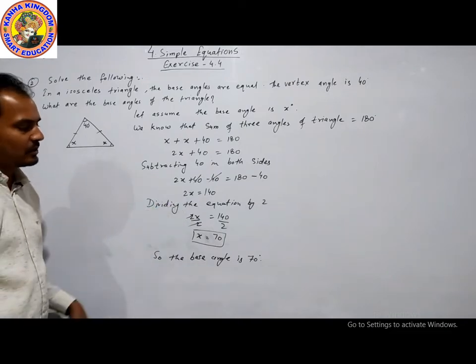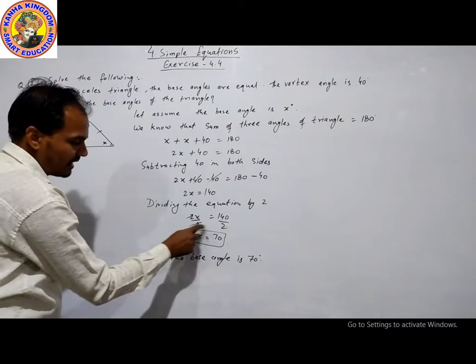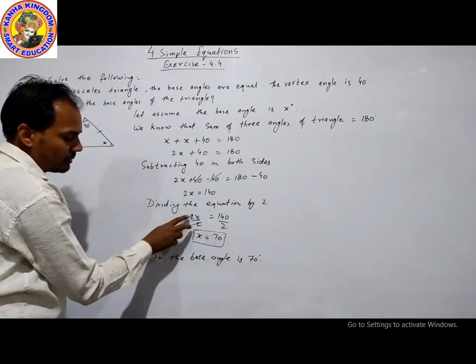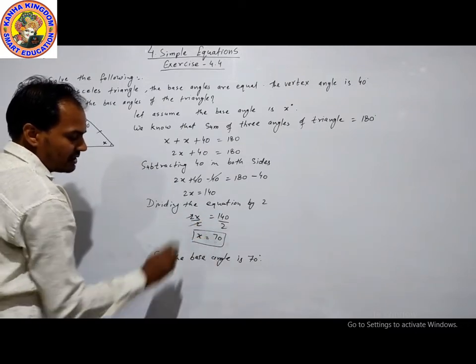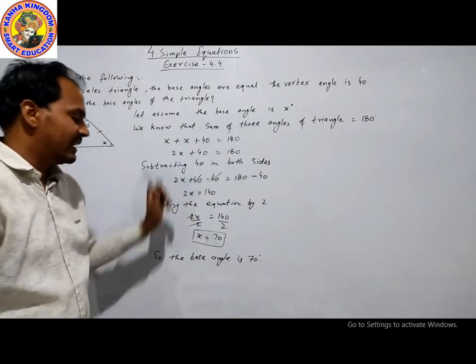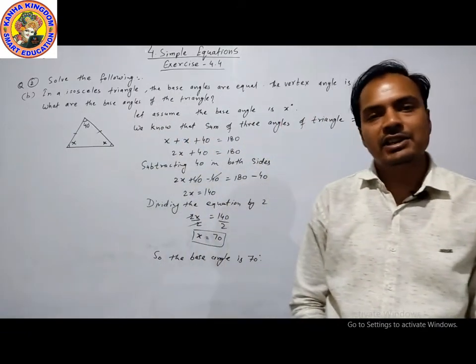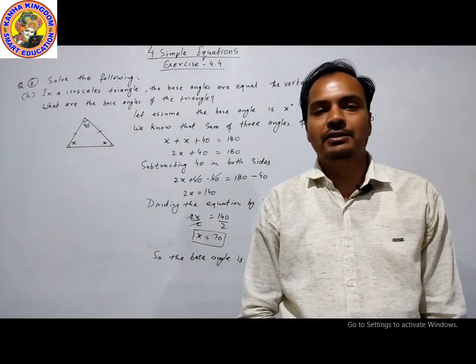Here x is multiplied by 2, so we will divide by 2. Dividing the equation by 2, 2 and 2 cancel. x is equal to 70. What is x? x is the base angle. So the base angle is 70 degrees. You can take a screenshot of this. We will move to our next part.